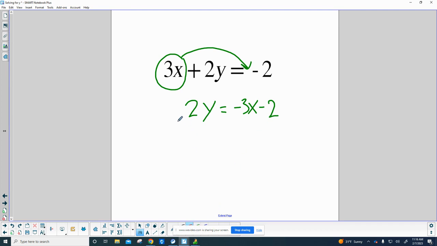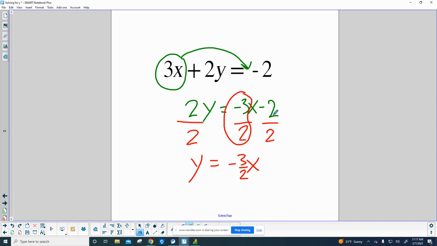Now the next step is just to divide everything by 2, so that we get y by itself. To do that we end up with y equals, and we write this part as a fraction because that's how slopes are written, negative 3 over 2x, and then negative 2 divided by 2 is negative 1. So there is our slope-intercept form equation that you can now graph if you were trying to graph a system of equations.